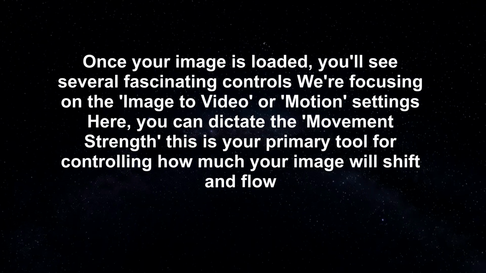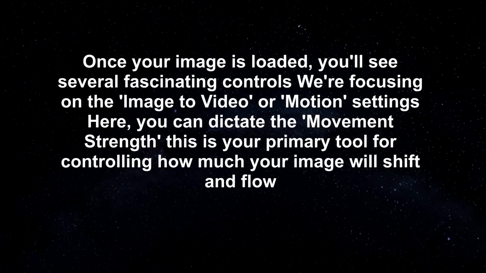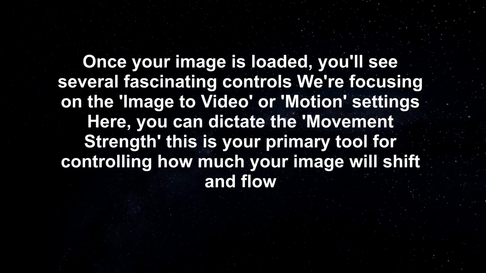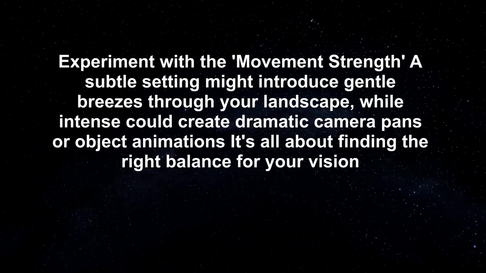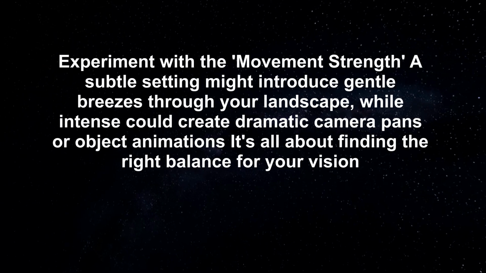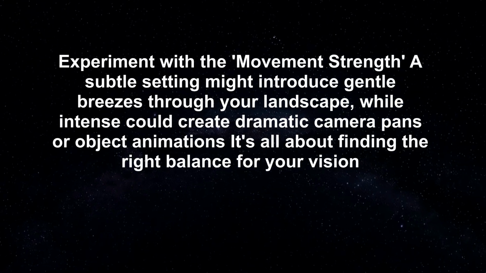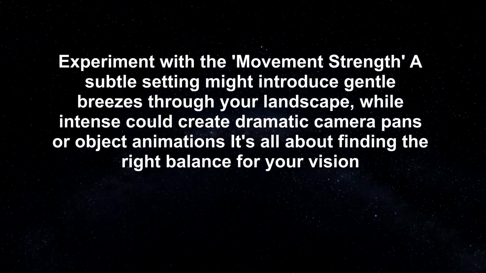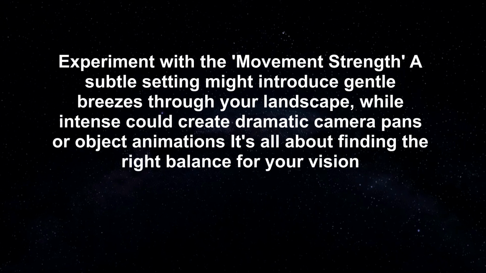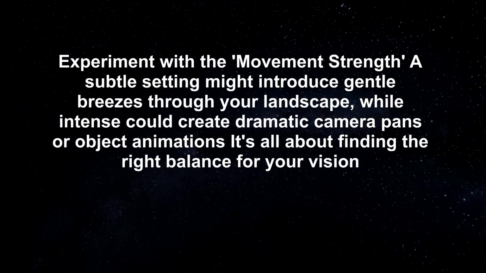You can dictate the movement strength. This is your primary tool for controlling how much your image will shift and flow. Experiment with the movement strength. A subtle setting might introduce gentle breezes through your landscape, while intense could create dramatic camera pans or object animations. It's all about finding the right balance for your vision.